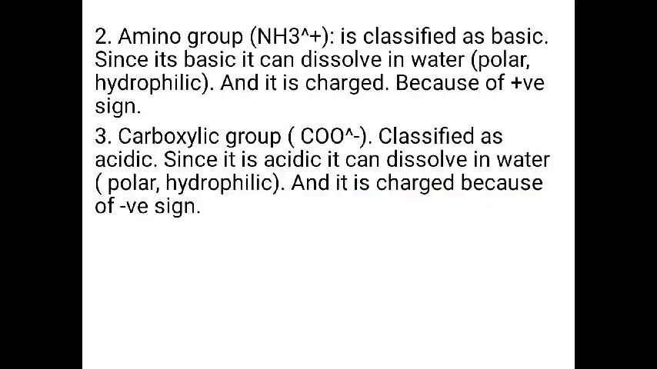The second one is this amino group. It has this charge, which is positively charged. Since it is positively charged, it means it can dissolve in water. Since it can dissolve in water, it means it is polar. Since it is polar, it is hydrophilic. So this type of amino acid is a basic amino acid, which is polar.